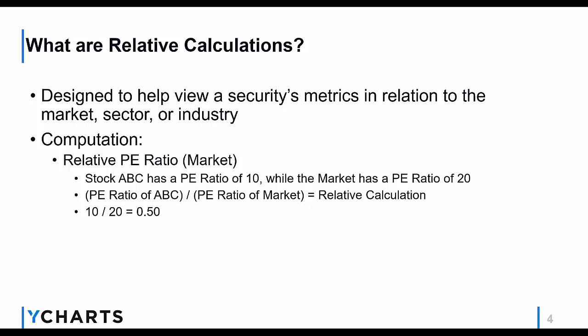And here's just a basic overview of the computation. For example, if we're looking at the relative PE ratio of a stock, and the PE ratio is 10, while the market has a PE ratio of 20, then that relative calculation would be 0.5 as a ratio. So you can view that as 0.5 or 50%, however you wanted to basically analyze that metric.